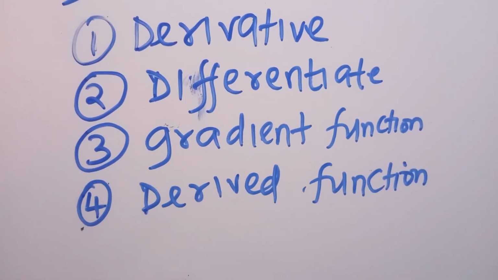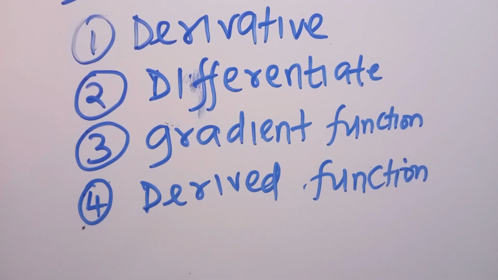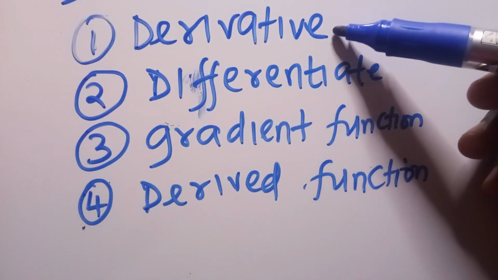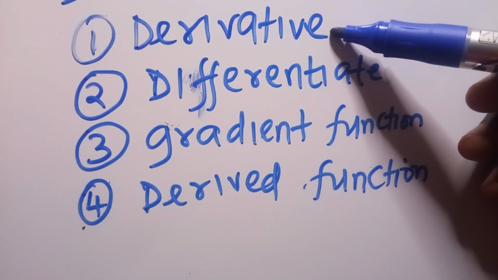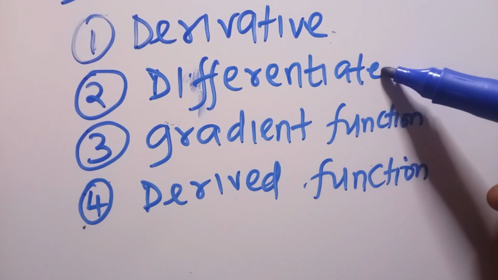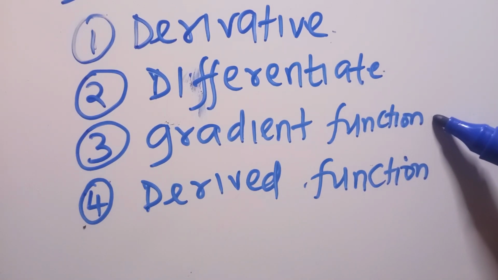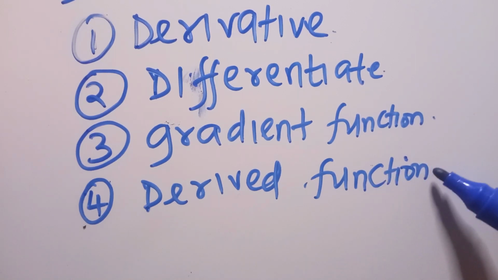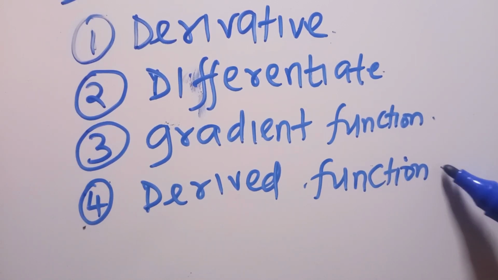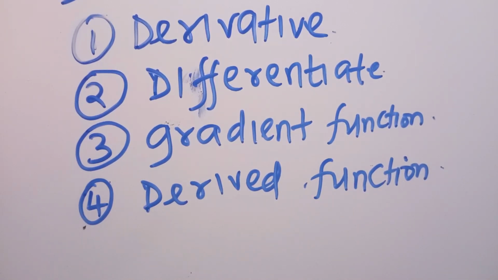Those are the four terms that are used in differentiation. If they say find the derivative of a certain function, they mean differentiate that function, and they also mean find the gradient function of that polynomial or function, and they also mean find the derived function.